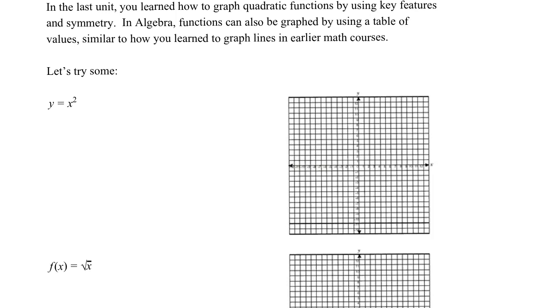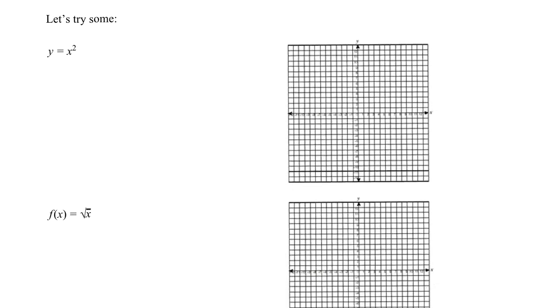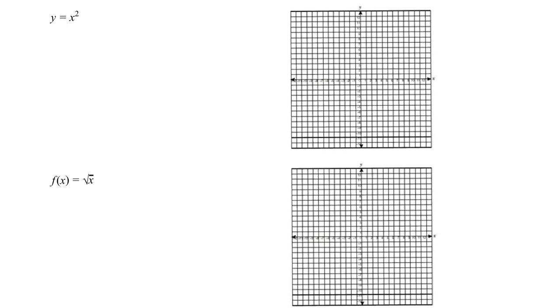All right, so now that we understand all those transformations, let's actually graph this thing. In the last unit, you learned how to graph quadratics like y equals x squared. You learned how to graph those using key features and symmetry. Well, before that, in your earlier math courses, you learned how to graph things using a table of values. And you can use a table of values here too, and it's important that you're able to do both. So let's look at x squared.